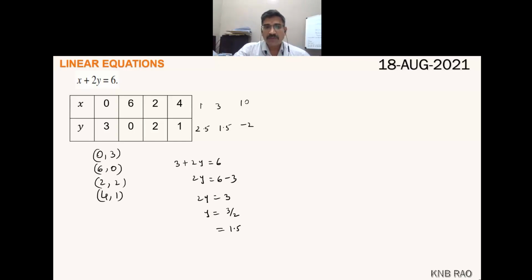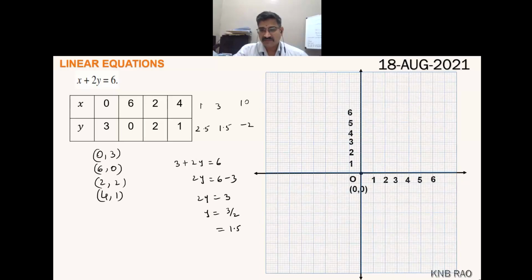Here, how to represent them on a Cartesian plane. You know the Cartesian plane from coordinate geometry, it is clear. Do you know how to represent a point on a Cartesian plane? Yes, sir.